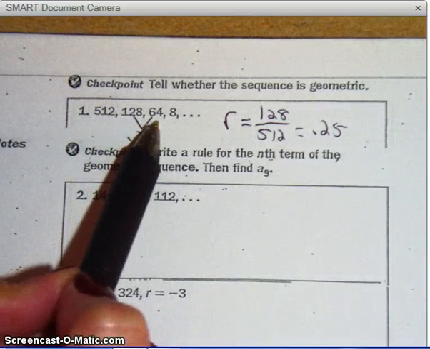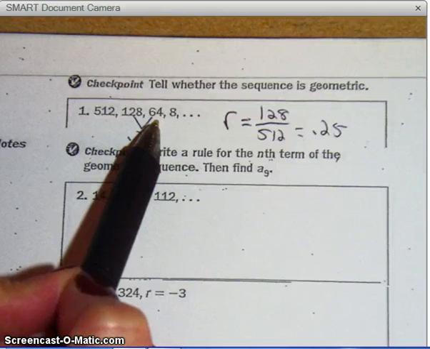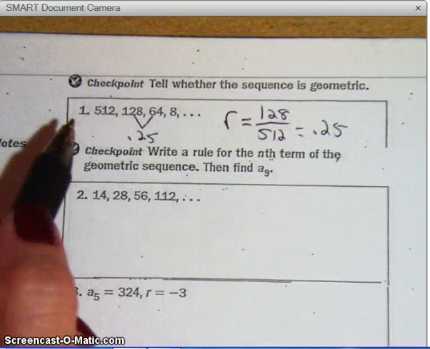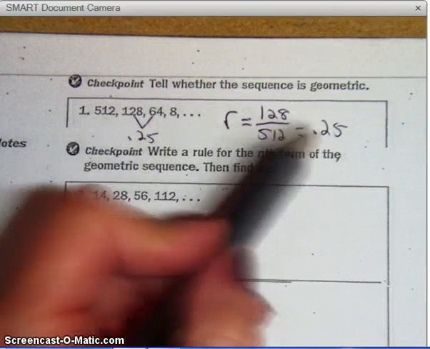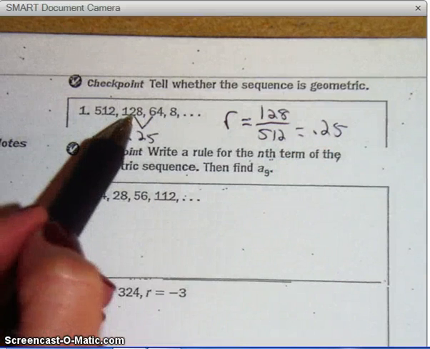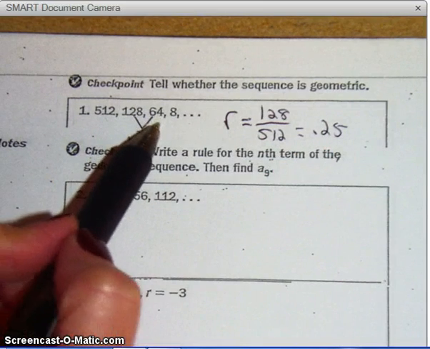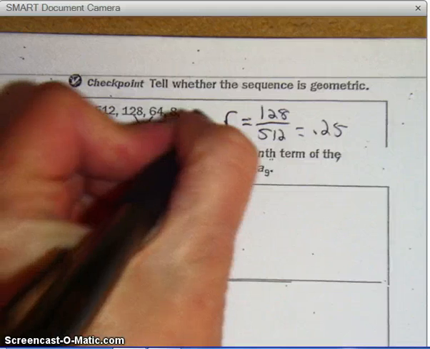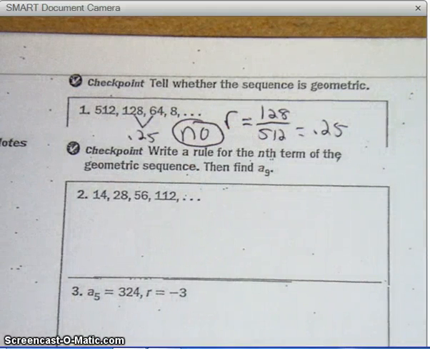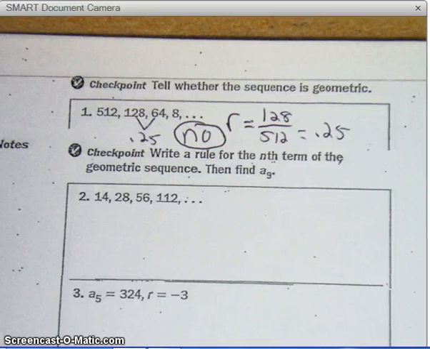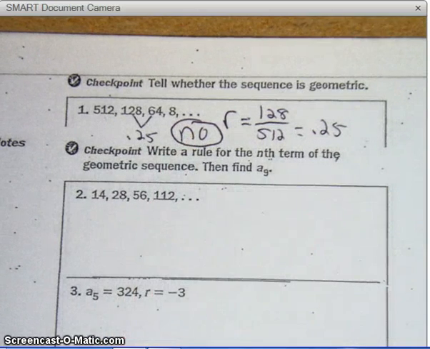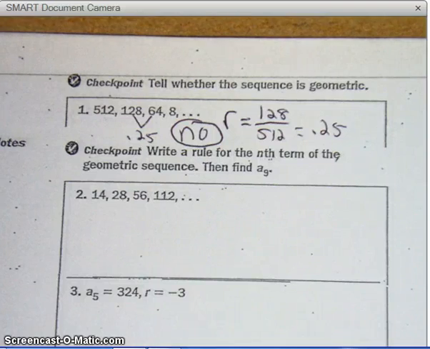Is that the third term? No. Is it the common ratio? You should be able to get 0.25 every time. So if you take second term divided by first term and get 0.25, you should be able to take second term times 0.25 and get 64. Does it work, gang? No. It is not. On the quiz tomorrow, guys, if it is, you have to give R. So if you say yes, you got to give R. Okay? All right, off we go.